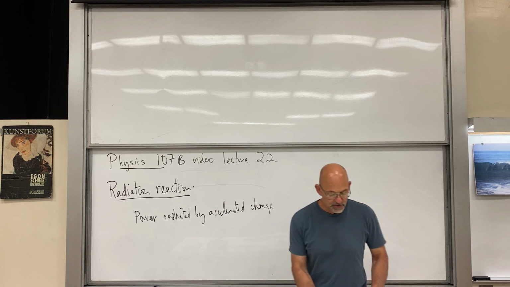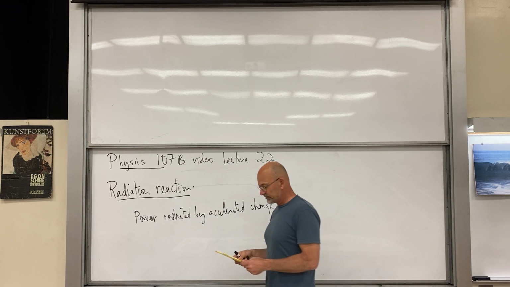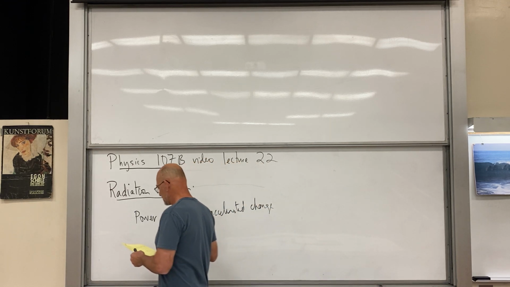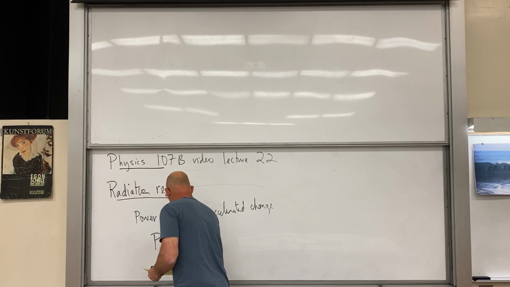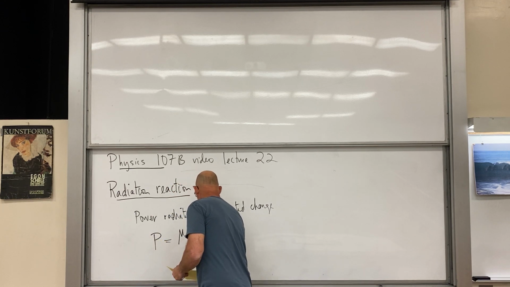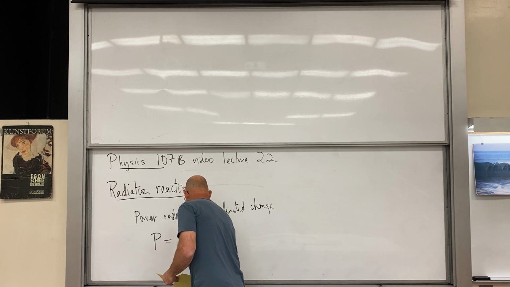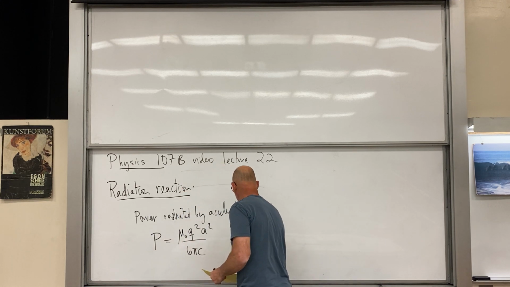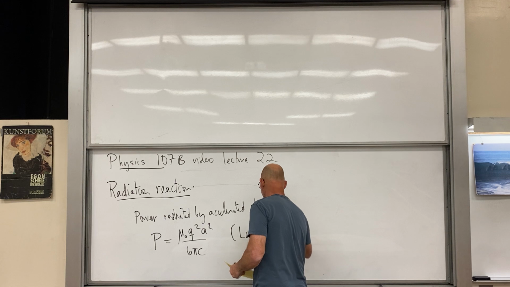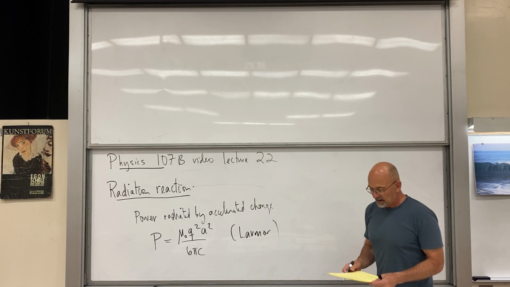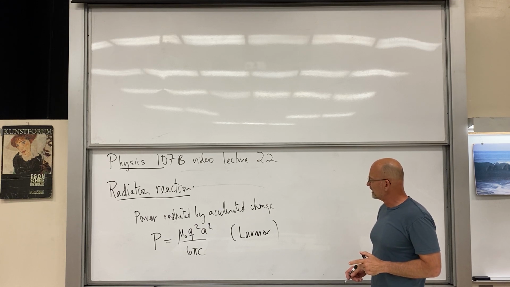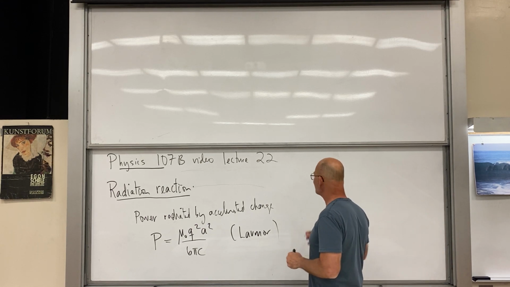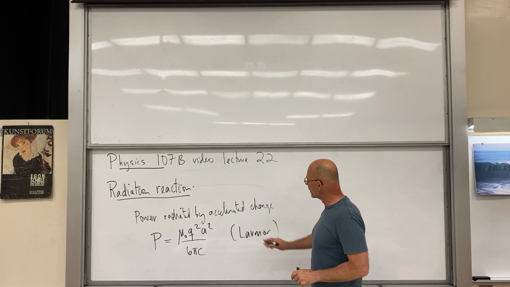and it's proportional to the acceleration squared, so we'll put this down here. Power formula: P equals mu naught q squared a squared divided by 6 times pi times c. And I'll give another relativistic formula. This is the one we're going to use.